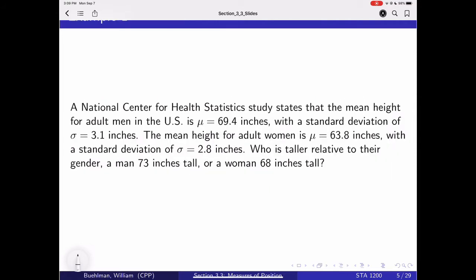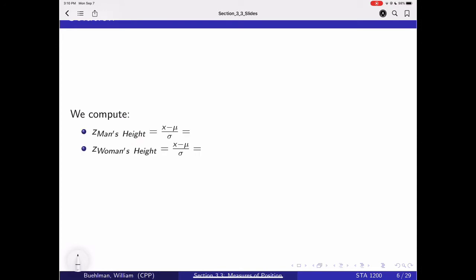Here's our first example. So going back to the question I posed earlier, who was taller, the man or the woman? Well, now we're going to use a z-score to figure that out. A National Center for Healthcare Statistics study states that the mean height of adult men in the U.S. is 64.9 inches, with a standard deviation of 3.1 inches. The mean height for a woman is 63.8 inches, with a standard deviation of 2.8 inches. Who is taller relative to their gender? The 73-inch man or the 68-inch woman? We're going to calculate the z-score for each one.